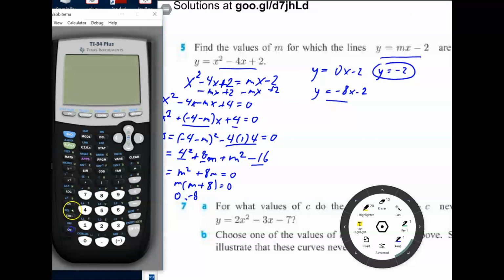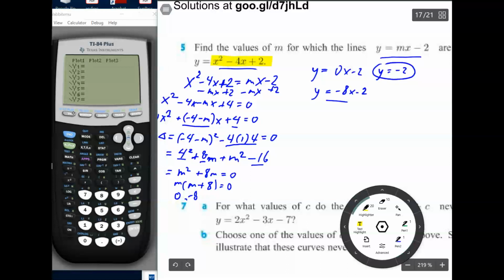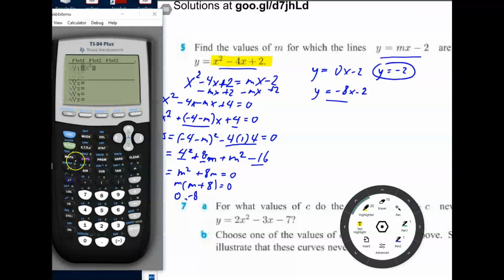So we'll turn on our calculator. The first expression is going to be the quadratic. So I'm going to put x squared minus 4x plus 2, and then I'm going to put y equals negative 2. And hopefully we'll have a quadratic with a, yes, we have a tangent line because it touches only at one point. Okay, so we checked our answer and it worked.